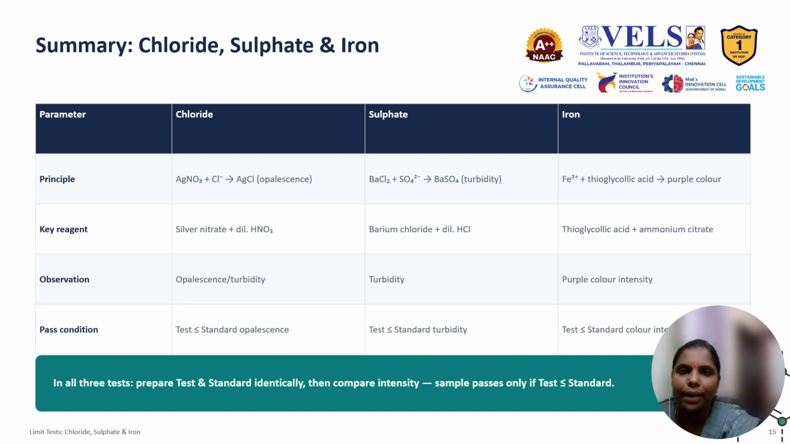This barium sulfate is responsible for the formation of turbidity. In the limit test for iron, iron reacts with thioglycolic acid. It leads to the formation of purple color. So the color intensity is compared with the standard solution. The common feature in all the three tests is that the test and standard are prepared identically and compared visually. This comparison principle is the heart of the limit test.